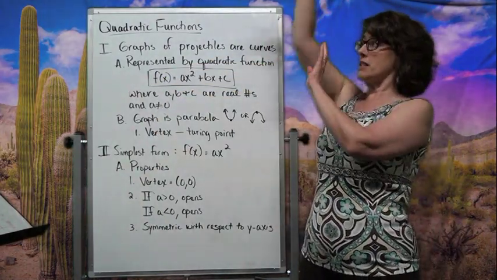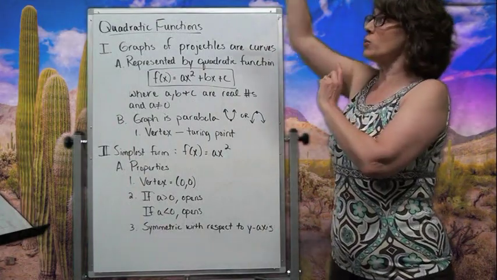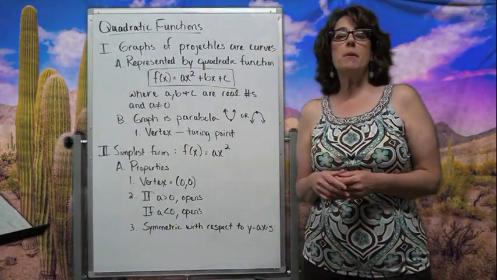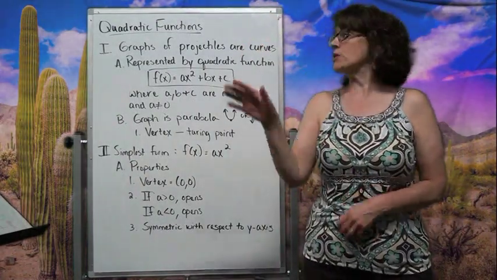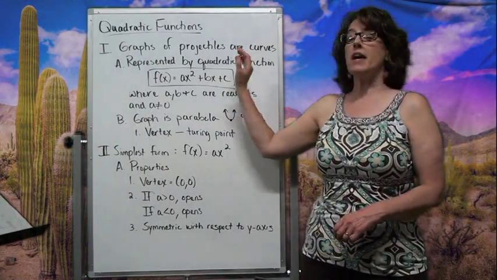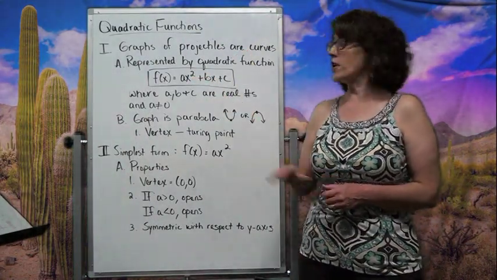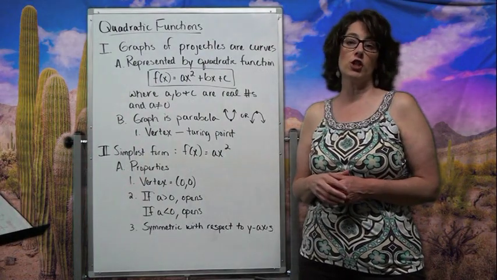Shooting a basketball takes the path of a curve. Even a missile will take the path of a curve. So anytime you're talking about a projectile, that projectile takes the path of a curve. It is represented by a quadratic function. This is what a quadratic function looks like.